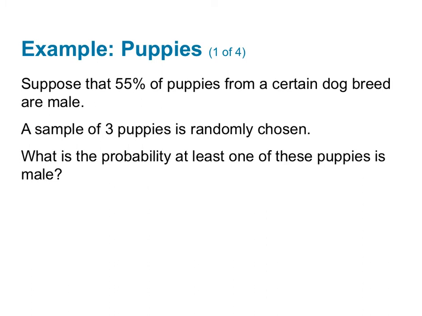Here we have an example. Suppose that 55% of puppies from a certain dog breed are male. A sample of 3 puppies is randomly chosen. What is the probability at least one of these puppies is male? So we're going to take a look at this and how you would figure out that at least one of these puppies is male.